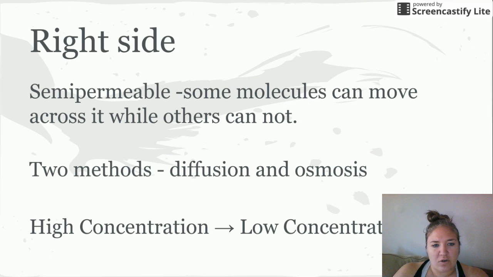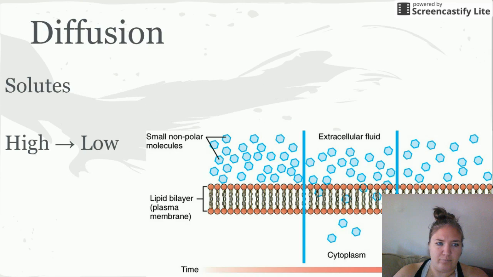There are two different methods that we're going to talk about. There is another method, but today we're going to talk about diffusion and osmosis. In both of these methods, molecules are moving from an area of high concentration, where there's a lot of that specific type of molecule, to a low concentration, where there's a lower amount of that specific type of molecule.